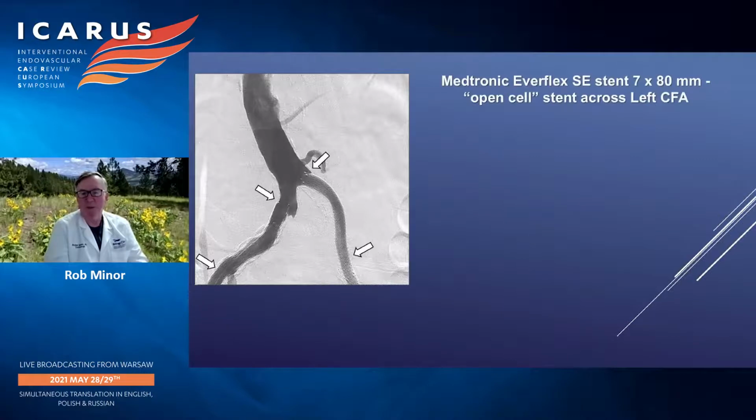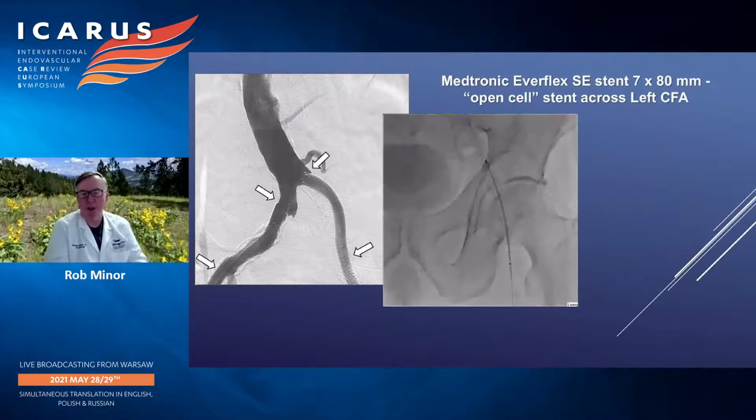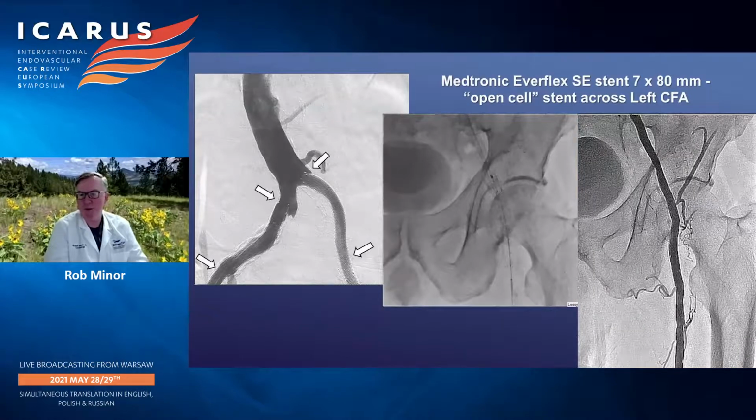An open cell self-expanding stent was then deployed across the collaterals we hope to preserve in the region of the common femoral artery. And subsequent angiography showed that they were in fact preserved.